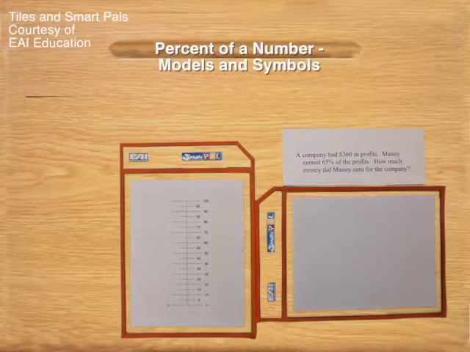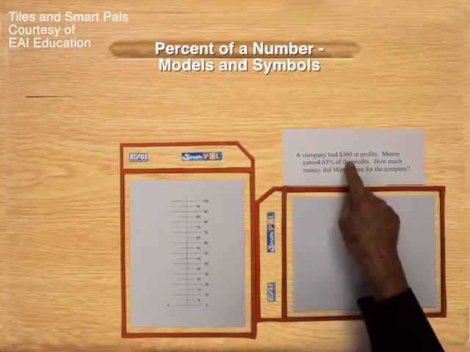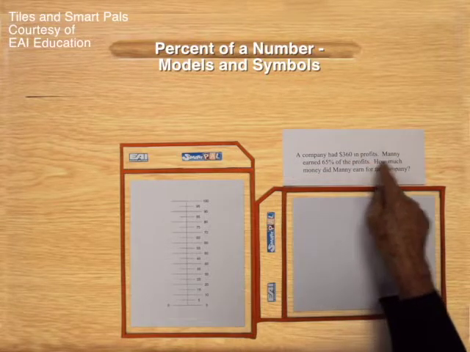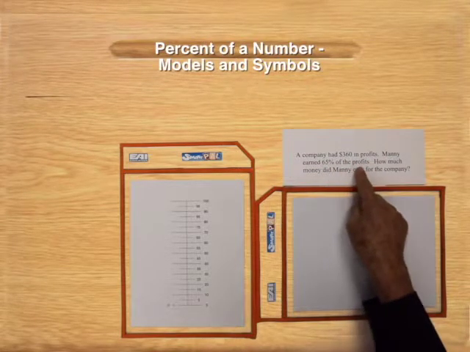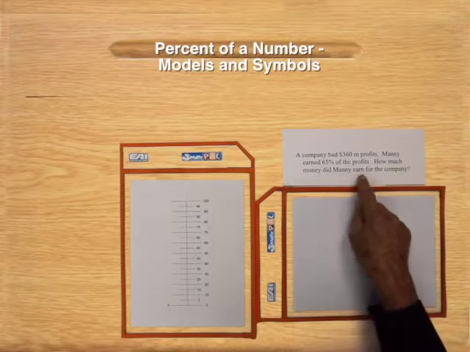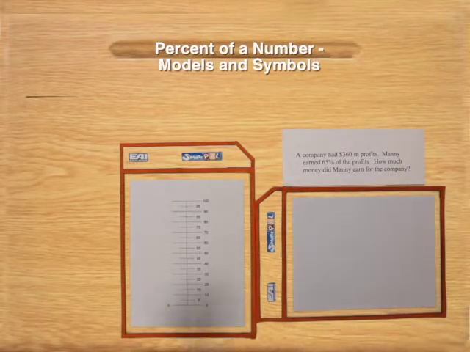We're going to apply our percent grid to a problem, and it's the same problem we looked at before. A company had $360 in profits. Manny earned 65% of the profits. How much money did Manny earn for the company? Well, here's our percent grid, but it's not filled in.